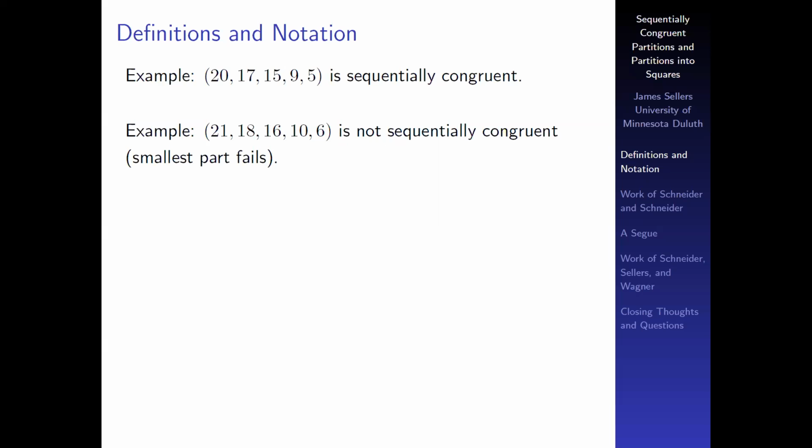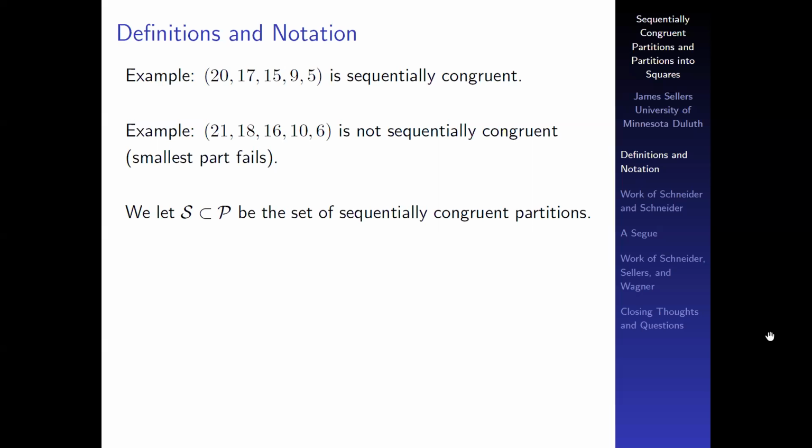Now, with that said, if I go back to the first example that starts with a 20, and I had added the same multiple of 5 to every one of the parts, let's say I had added 5 to all the parts so that I ended up with 25, 22, 20, 14, and 10, then that would have also been a sequentially congruent partition. And I could have kept doing that as long as I wanted. So this addition is a trick or method to build new sequentially congruent partitions pretty easily. I just needed to make sure I added multiples of 5 rather than simply adding 1 like I did in this second example.